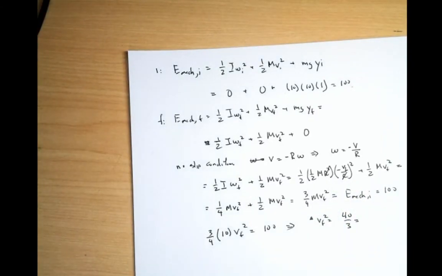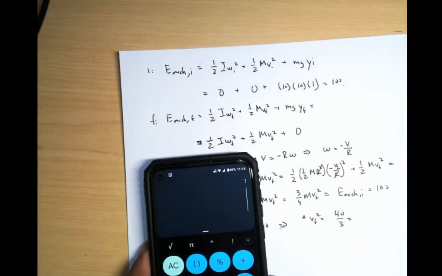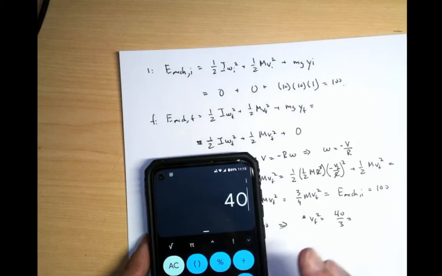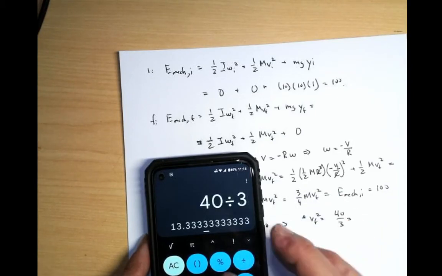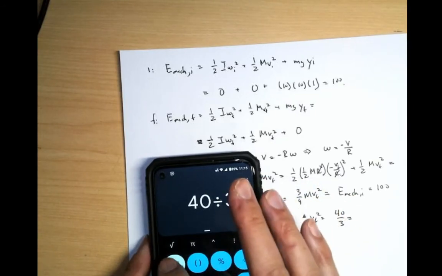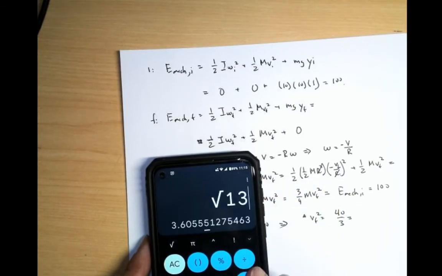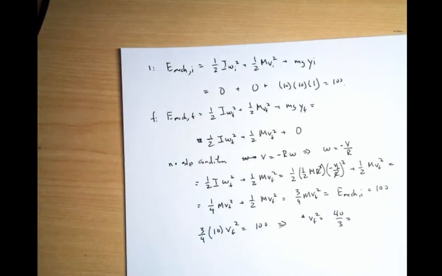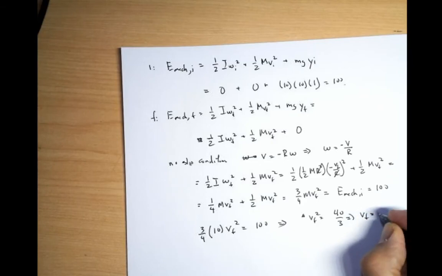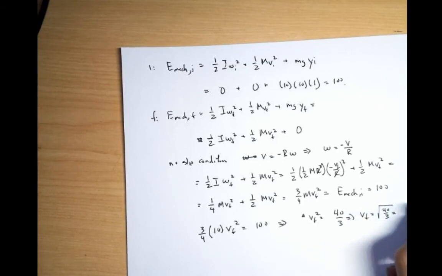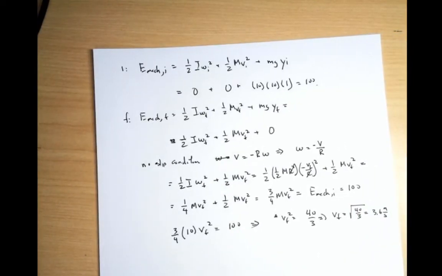We need to solve that now. Let me get my calculator. I don't have a good calculator. I'll use my phone. 40 divided by 3 is 13 point something. The square root of 13.3 is 3.64. So that implies that vf is equal to the square root of 40 over 3, which is about 3.6 meters per second. And that's it for this one.